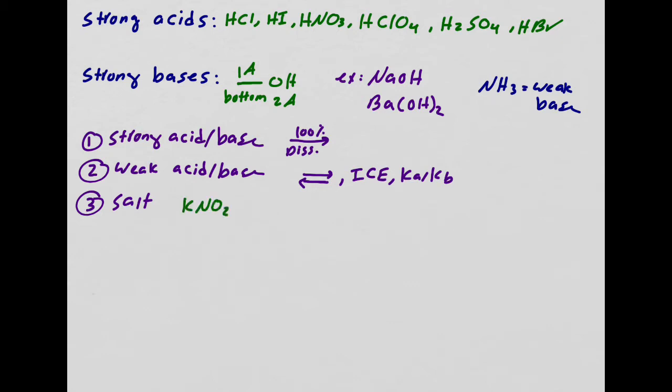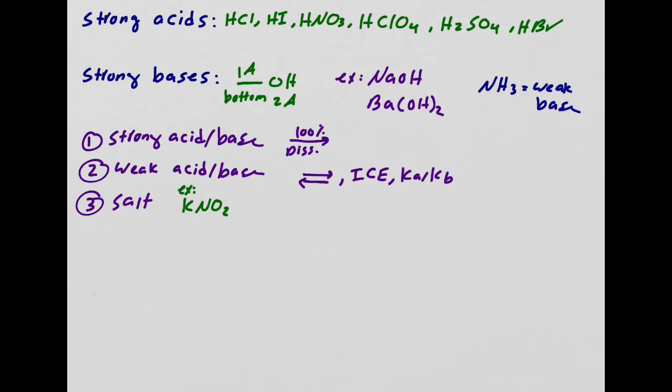KNO2 is an example. KNO2, potassium nitrite. You have a metal, you have a non-metal, it is an ionic compound. This is a salt. Now, when you have a salt, how would you figure it out? We've done this before, but I'm going to quickly do it to remind you. When you have a salt, you need to figure out what type of salt you have.